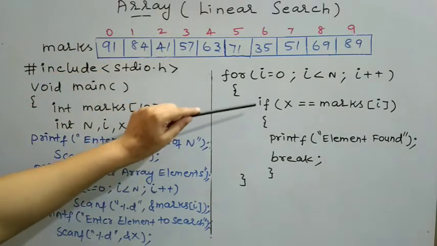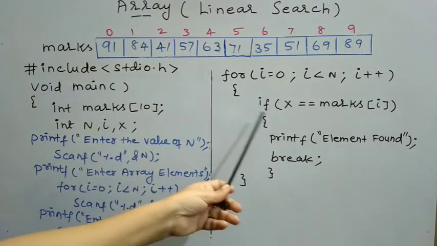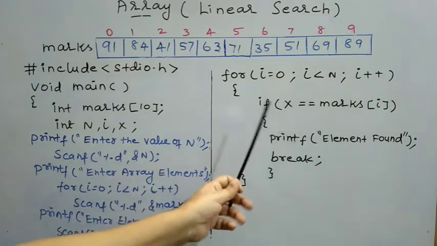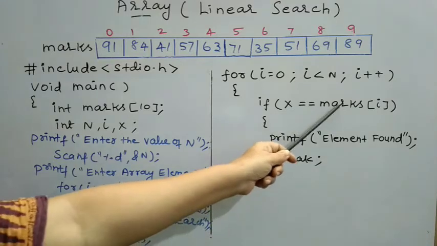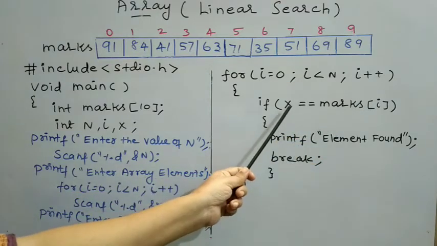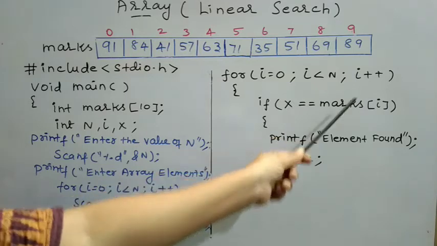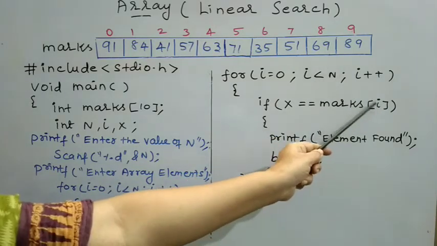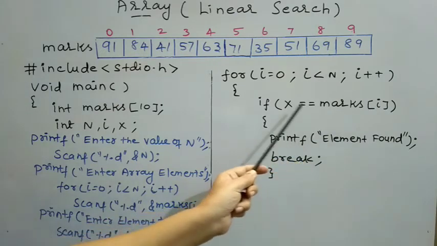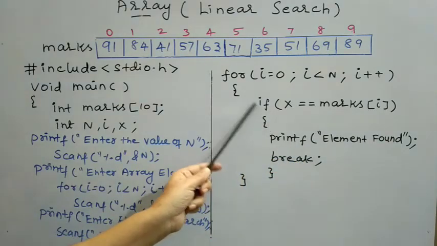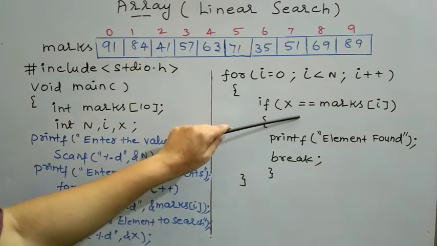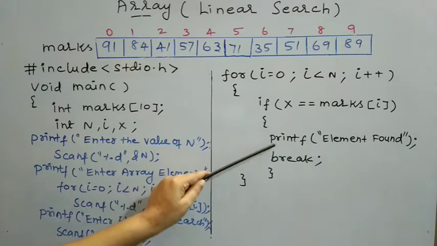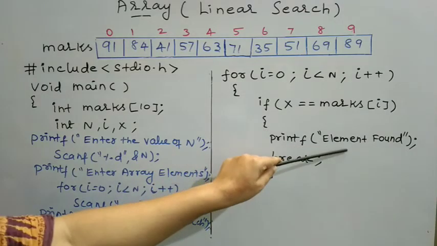In this I have formulated a condition: if x is equal to, this double equal to is the equality operator, if x is equal to marks of i, that is, the element which I need to search is equal to the element in the array marks in the ith position. If the ith element of the marks array is equal to the element which I am looking for, the condition is satisfied, and I have found the element in the ith position of the array. In that case I am printing the message "the element is found".